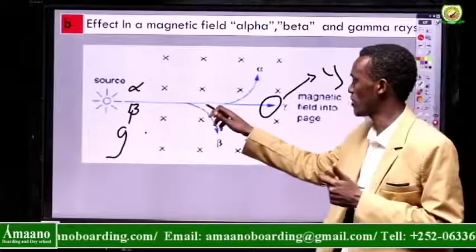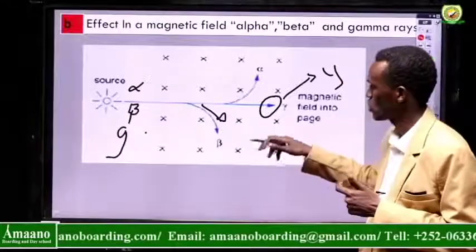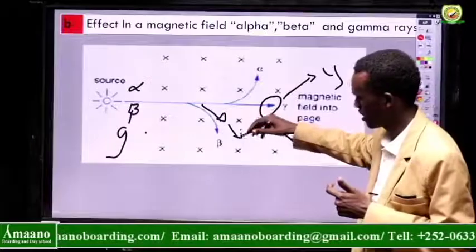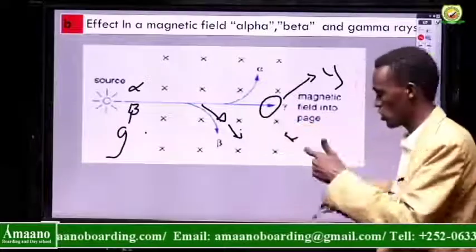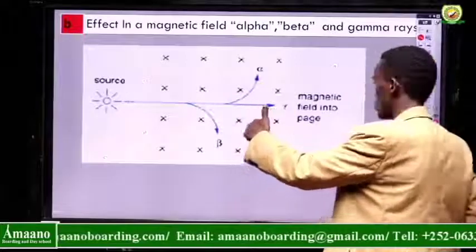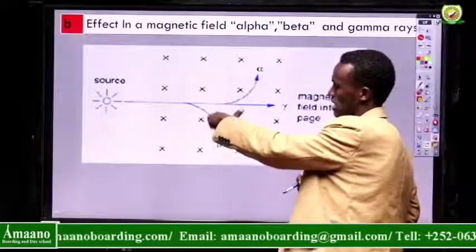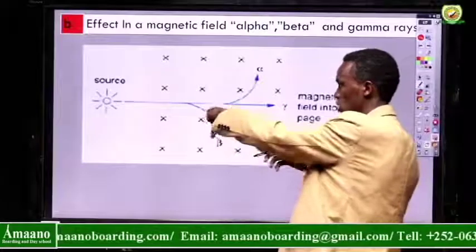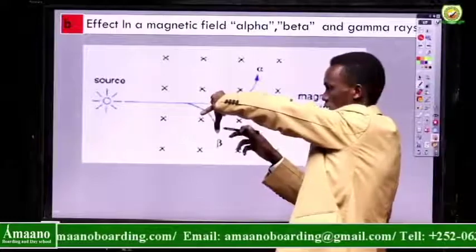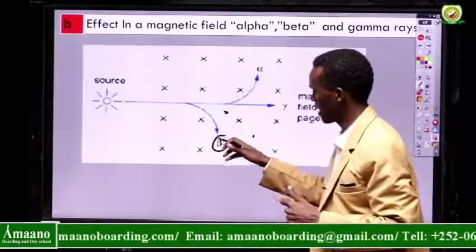So now we have a beta particle. Electron is flowing in this direction. Remember, electron is flowing this direction. We have a magnetic field into the page, and the current is flowing that direction. So beta bends down. So this is a beta.